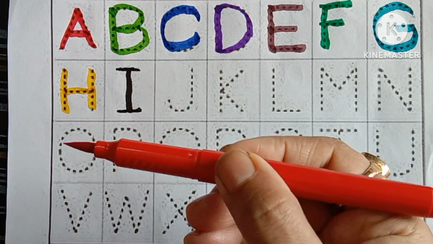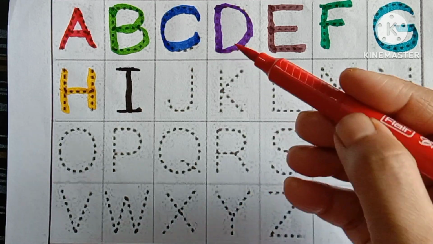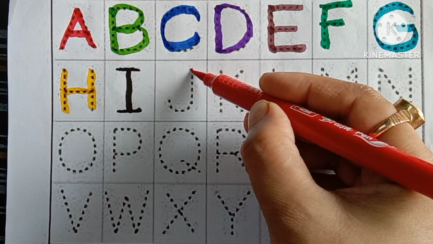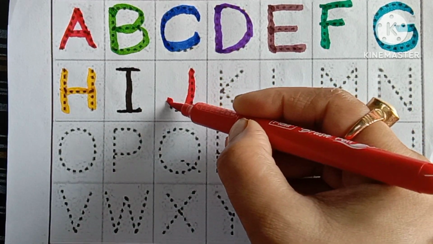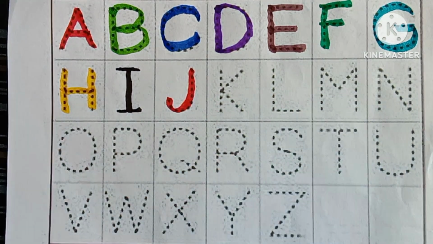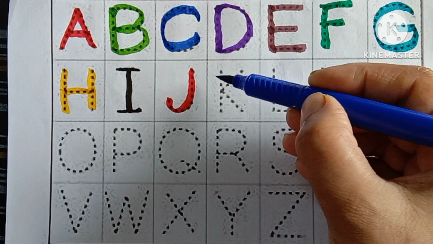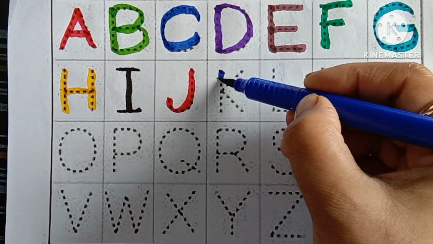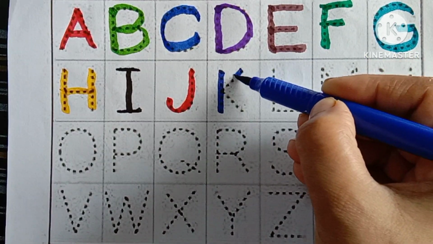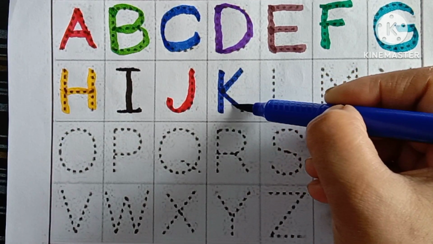J. Red color. J for juice. K. Deep blue color. K for kite.